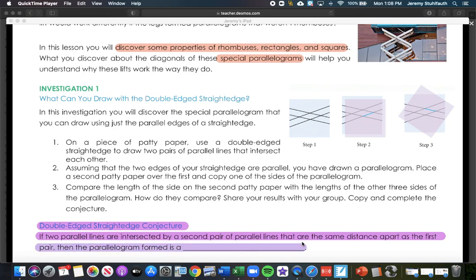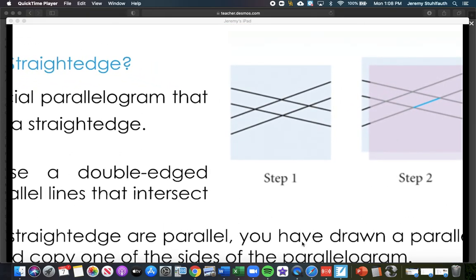Essentially what you would do to complete this investigation is take a ruler, lay your ruler down on your paper, trace over it, and draw lines down the side of the ruler. Those two lines, since they are the sides of a ruler, are parallel. Then you would adjust the position of the ruler on your paper to draw two more lines that are parallel, again by tracing the sides of the ruler.